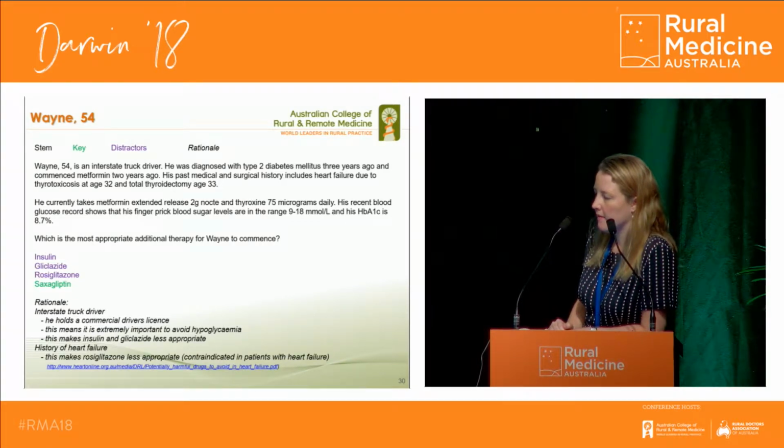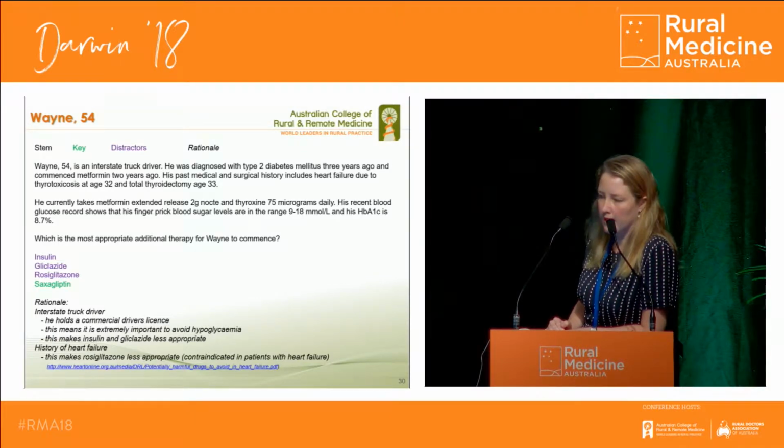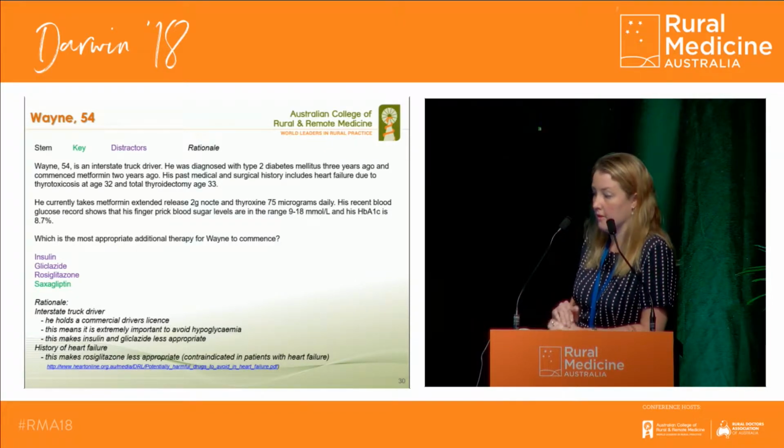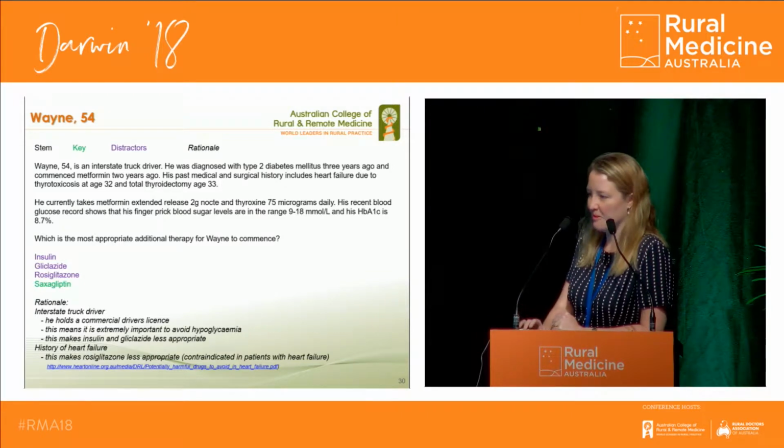So he's an interstate truck driver, so he holds a commercial driver's license. So you can rule out a few of the distractors. Insulin and glycoside might lead to hypoglycemia, which you want to avoid. And his history of heart failure makes rosiglitazone less appropriate because it's a thiazolidinedione. Just rolls off the tongue, doesn't it?